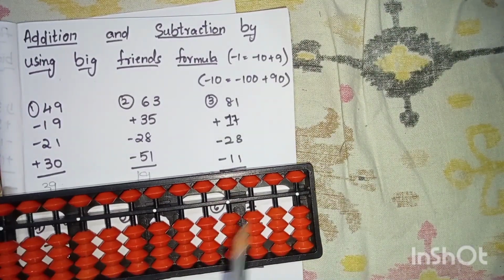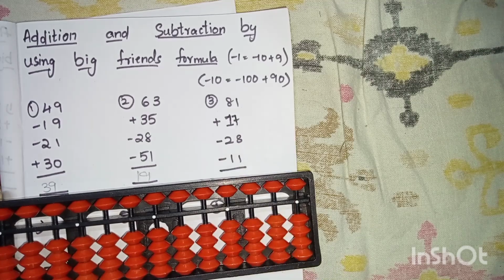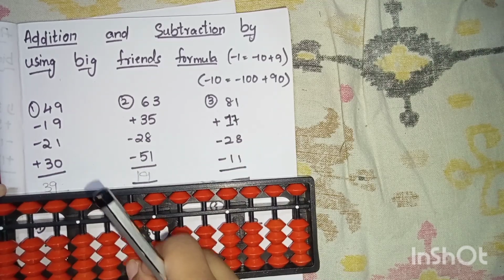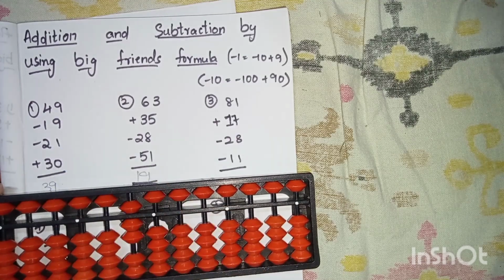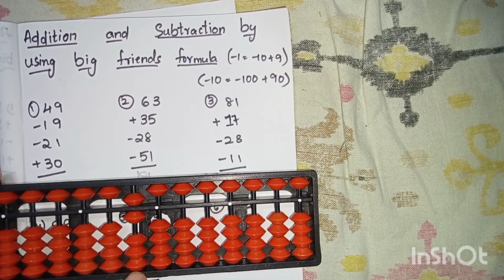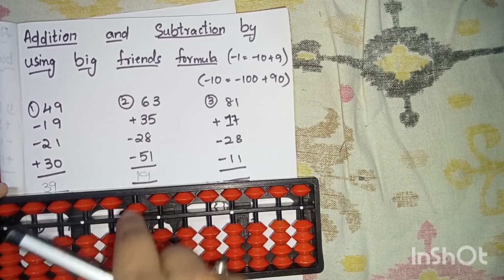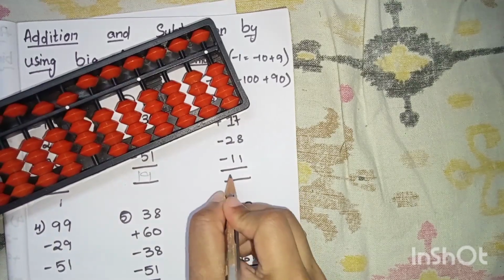Clear the scale. Next 81 plus 17 minus 28 minus 11. In the tens place rod I can do directly, but in the ones place rod minus 1 is not available, so I am taking big friends formula. Minus 1 is equal to minus 10, add 9. So what is the answer? 59.